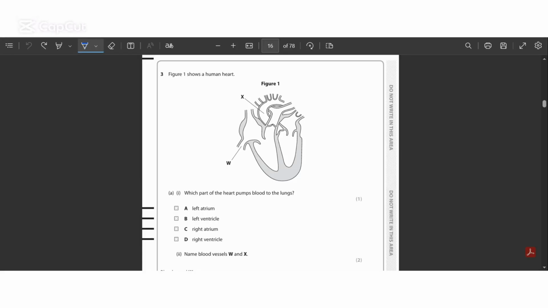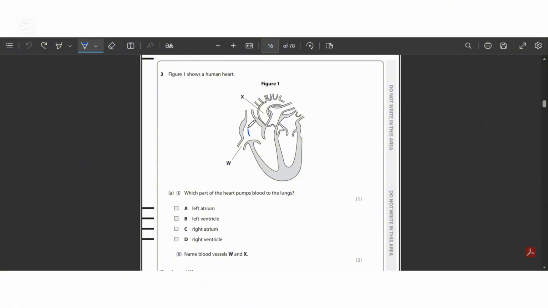This is question number 3 of the sample assessment paper, June 2019, paper 1. So the question says that figure 1 shows a human heart. Here is figure 1. It shows a diagram of the human heart dissected and its structures clearly. So before we start to solve this question, let's have a quick review of the human heart structure.